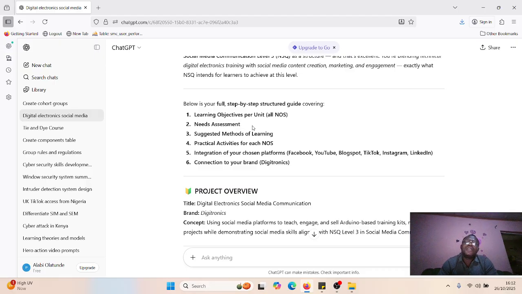The objective for your social media communication, that is your skills, that is the concept you want to set. Needs assessment means what you already know, because you must possess a certain knowledge that you want to use. That is number one. Under needs assessment, the second one is what you need to know, and what is required. Those are the three things: what you know, what you need to know, and what you must know.